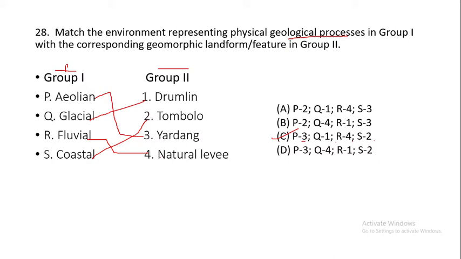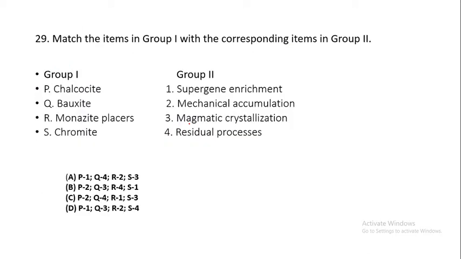This is a very direct question from geomorphology. Aeolian forms are formed under the aeolian process, so Yardang will be formed. Glacial, drumlins will be formed. Then fluvial, it is natural levees. And this is coastal, of course, it is tombolos. So it is a very direct question. Okay. So the next question, it is 29.